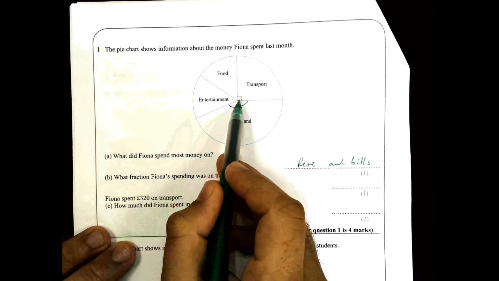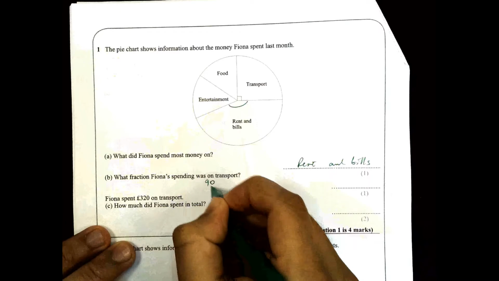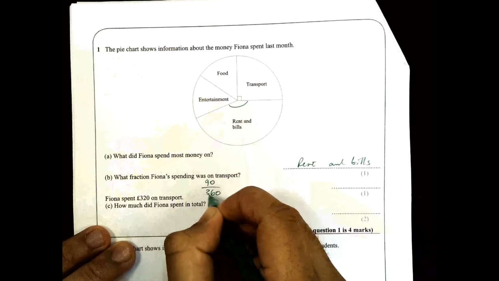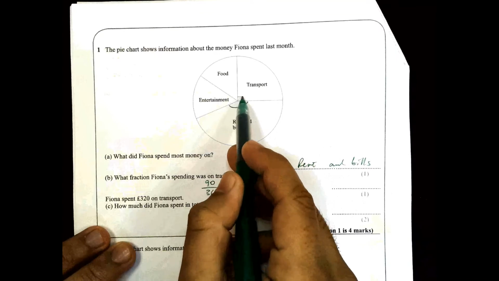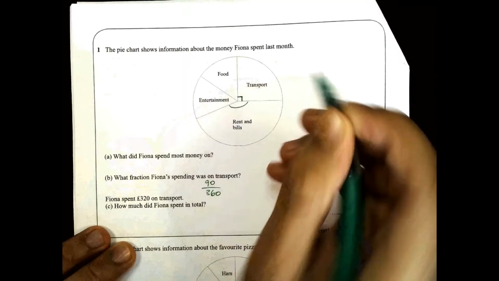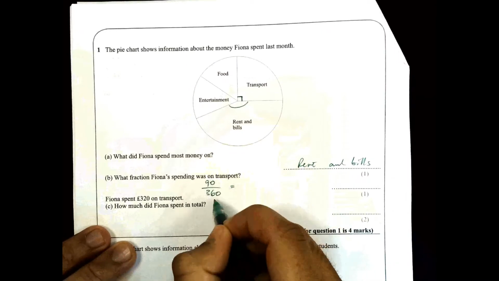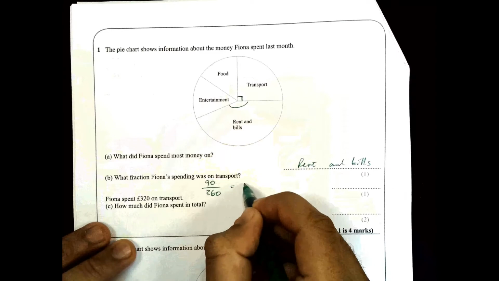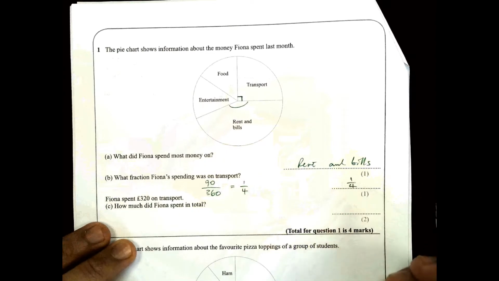What fraction was on transport? Now the fraction is 90 out of 360. That is effectively what I've got. The reason I say out of 360 is because we know in a full circle it's 360, and we know because of this symbol here that means 90 degrees, this here. Okay, so 90 out of 360, which you should all know simplifies, because if I divide it, eventually that simplifies to a quarter. So what fraction? Well, Fiona spent a quarter of her money on transport.